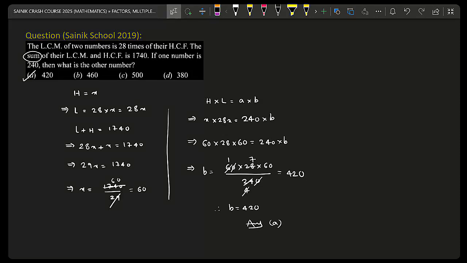Yes, Harshvardhan. Sir, why do we multiply 60 into 28 into 60, two times? Because the product of numbers is equal to the product of HCF and LCM. HCF we wrote x, LCM we wrote 28x. Is x repeated two times or not? That's why 60 also two times, because x is 60. Yes, because HCF we call x and LCM we call 28x, so in both HCF and LCM, x is there. That's why. Okay, sir.